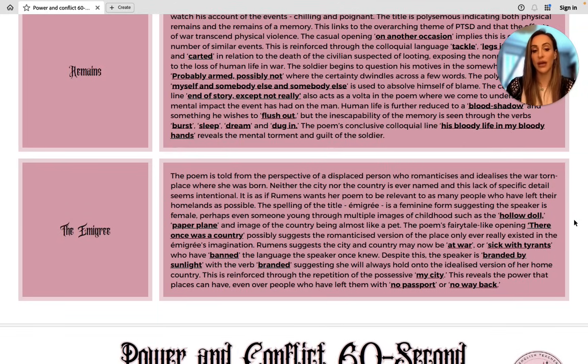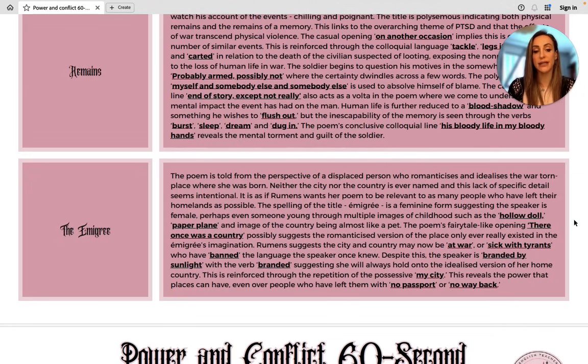Emigra. The poem is told from the perspective of a displaced person who romanticizes and idealizes the war-torn place where she was born. Neither the city nor the country is ever named, and this lack of specific detail seems intentional. It is as if Rumens wants her poem to be relevant to as many people who have left their homelands as possible. The spelling of the title, Emigra, is a feminine form, suggesting the speaker is female, perhaps even someone young, through the multiple images of childhood, such as "hollow doll", "paper plane", and the image of the country being almost like a pet. The poem's fairy tale-like opening, "there once was a country", possibly suggests the romanticized version of the place only ever existed in the emigra's imagination.